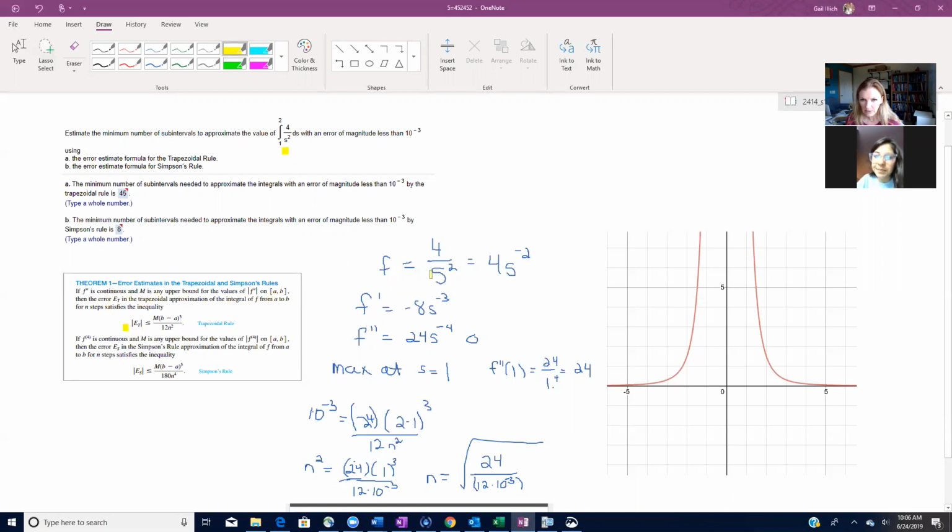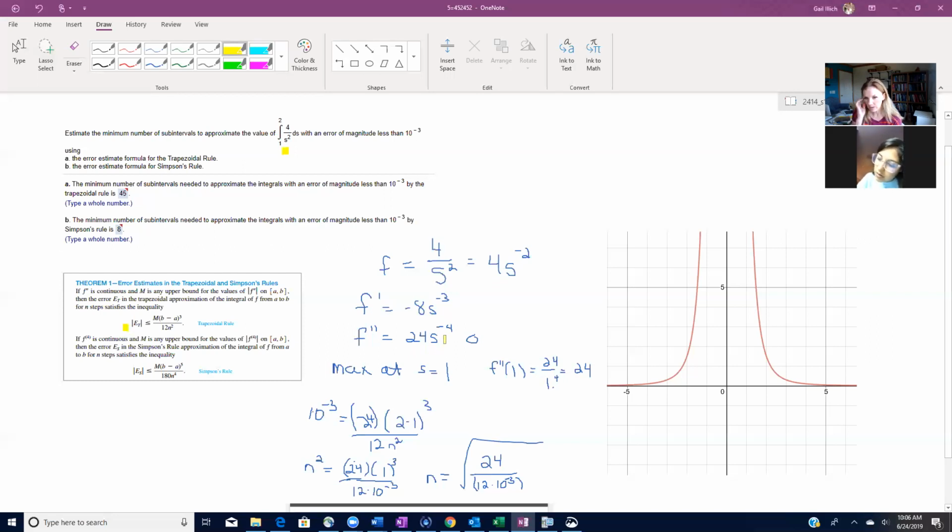Okay. So the first thing you do is take your function 4 divided by s squared, and I just like to rewrite it as 4s to the negative 2. And then we'll take our first derivative, which will be negative 8s to the negative 3. And then our second derivative will be 24s to the negative 4.